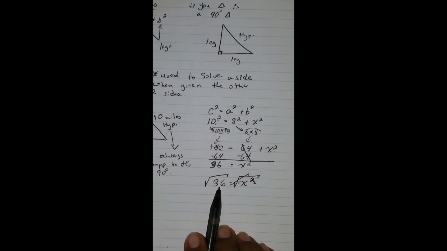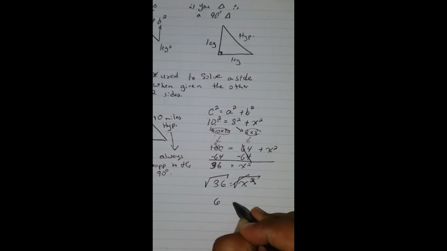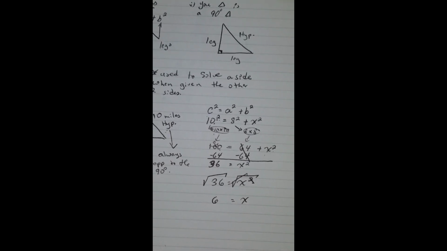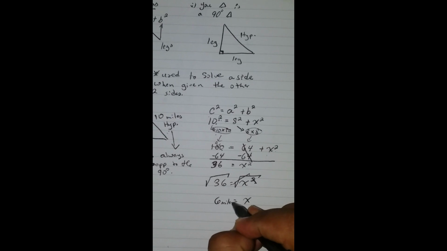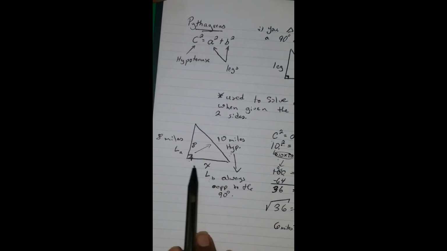What is the square root of 36? If you don't know, use your calculator. Your calculator will tell you that the square root of 36 is going to be 6. 6 equals x. Hence, we have that 6 miles is the length down here. So here, we would indicate that there, right? And that is what we have on the Pythagoras.